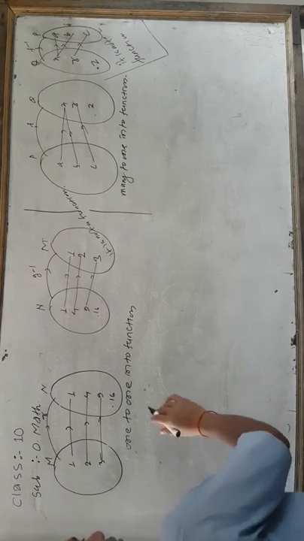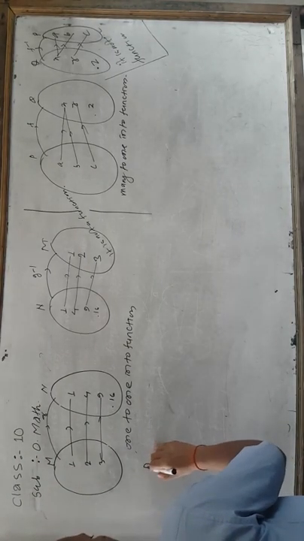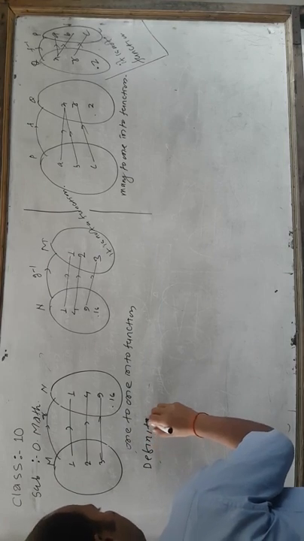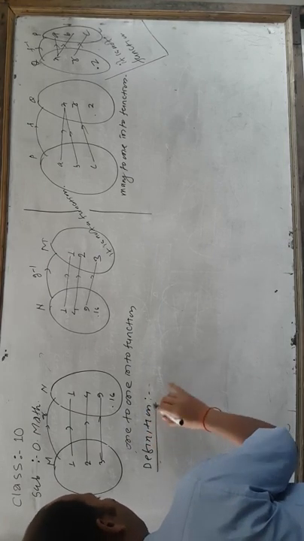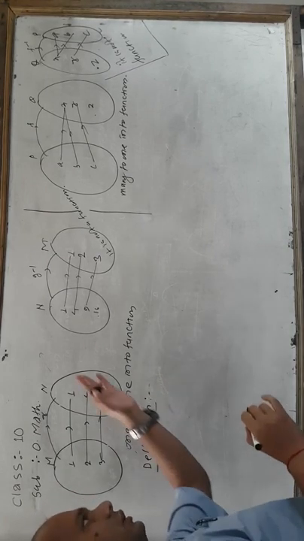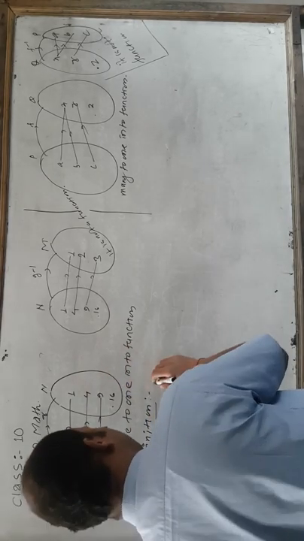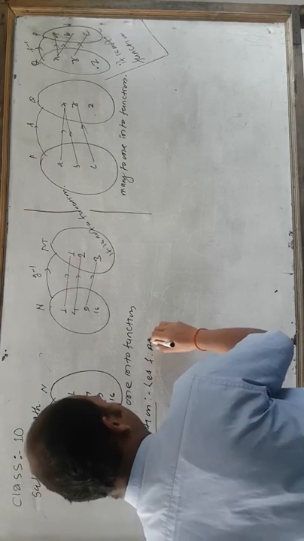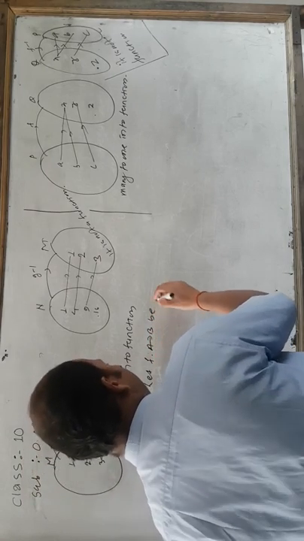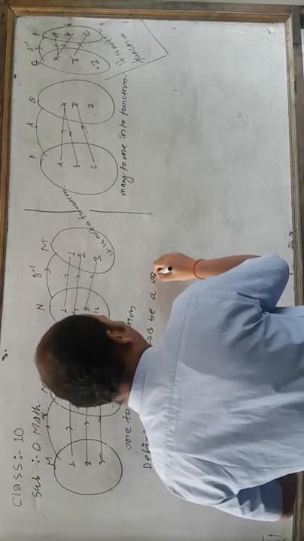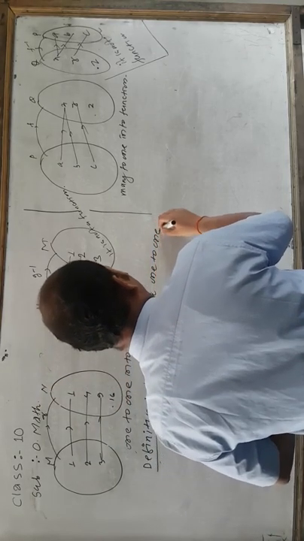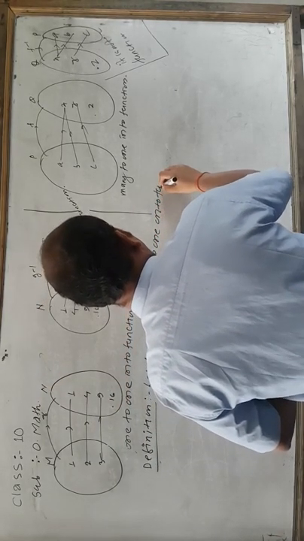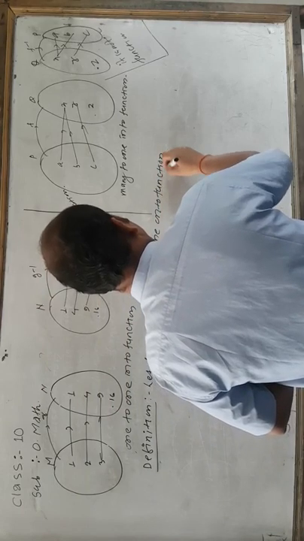Now I am going to write the definition. What is the inverse function? With the help of an example we can easily write it. Now look here. Let f: A to B be a 1 to 1 onto function.